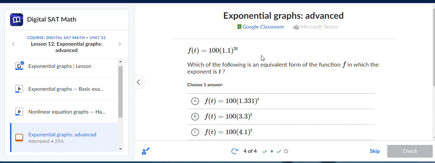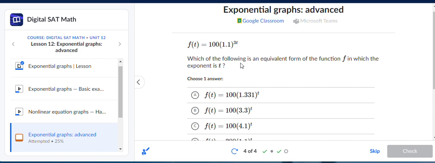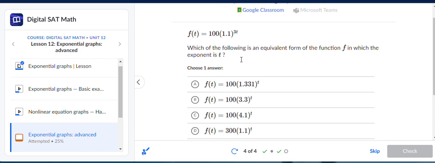The following is an equivalent form of the function f in which the exponent is t. Let's see, exponent is t. 1.1 to the power 3 is 1.331 power t, which is this. That seems very correct.